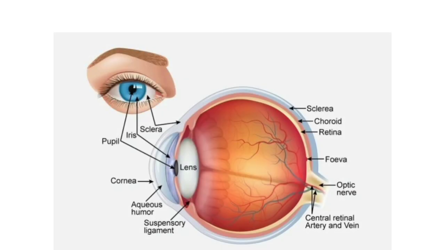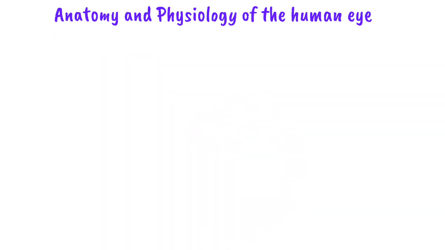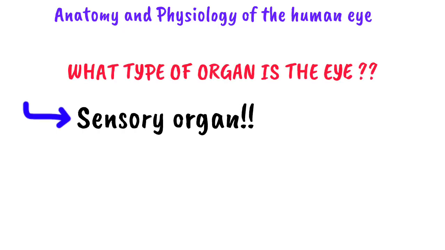Everyone, in this video we are going to talk about the anatomy and the physiology of the human eye, which is the amazing organ that gives us the ability to see and interact with the world around us. Now, if someone asked you what type of organ is the eye, you would probably say it is a sensory organ, and you'll be absolutely right.